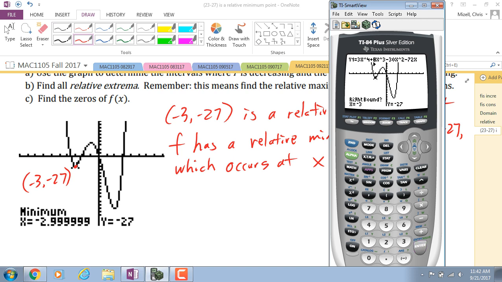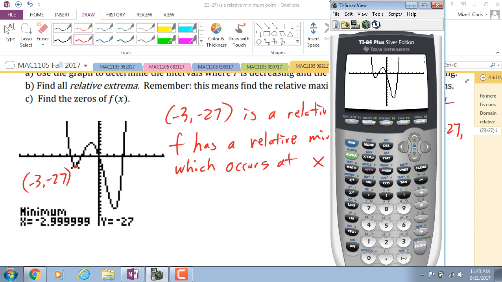And for my right bound, I want to choose a number that's greater than negative 1. I could go with 0. I could go with positive 1. Maybe 0. Oops, just 0. There we go. And I'm going to use 0 for my guess. So I'm just going to press enter.